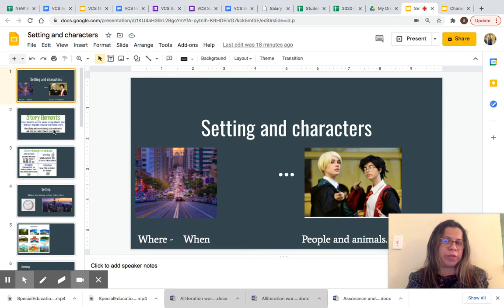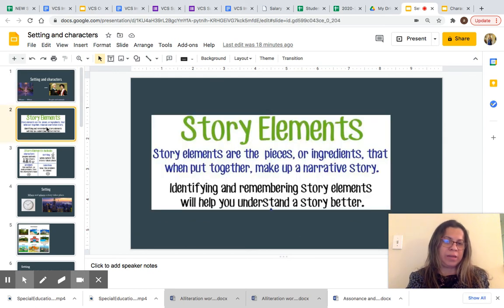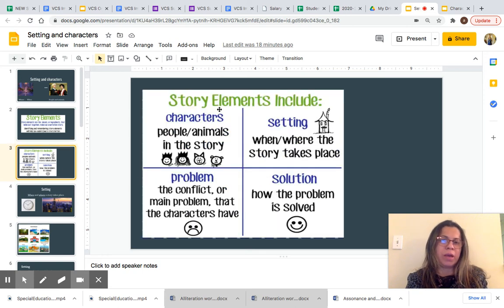Before we move on, let's take a look at story elements. Story elements are the pieces or ingredients that, when put together, make up a narrative story. Identifying and remembering story elements will help you understand a story better. Story elements include characters, setting, problem, solution.